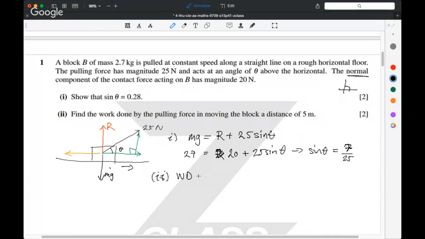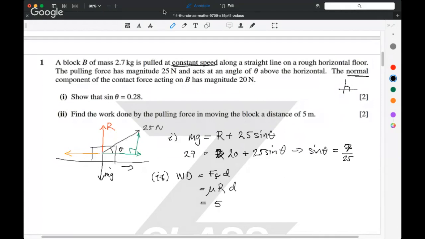Now, it's pulled at constant speed, right? So that means that there's no acceleration you have to worry about. So all of that work is going into fighting the friction force. So this is just equal to the friction force times the distance. Well, the friction force is just mu R, and the distance we're given. Well, what is R? R is just 20 newtons. So distance is 5.